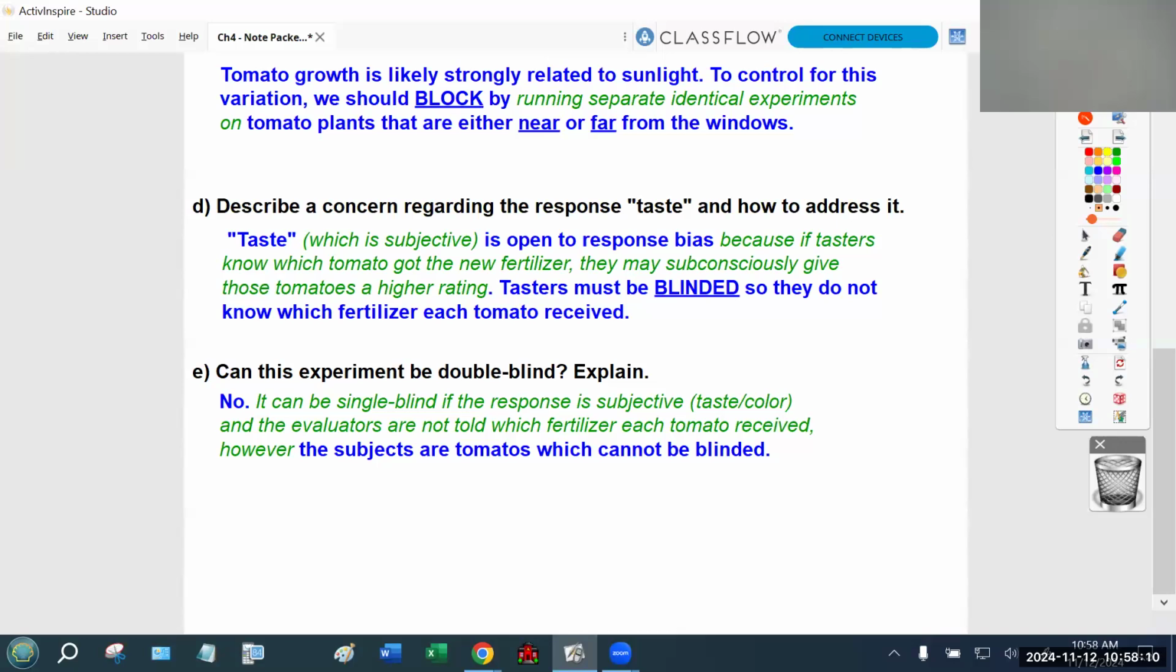But if all I'm doing is weighing the tomatoes and I'm hiring Samuel to weigh the tomatoes for me, I could care less if he knows which tomato got which, because all he's doing is putting them on a scale and recording a number. Does that make sense? I don't need to take efforts to make sure the tomatoes don't know what they got. And if all he's doing is weighing the tomatoes, I don't need to make efforts to make sure he doesn't know what the tomatoes got. But if it's a subjective variable such as taste, then you have to worry about maybe making it single blind. Not that you have to, but you're opening yourself up to bias if you don't.